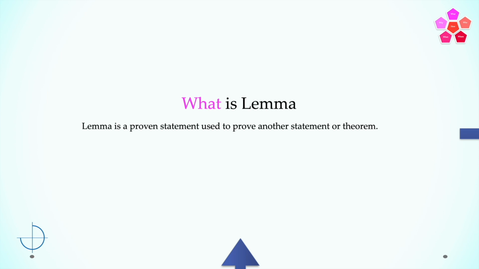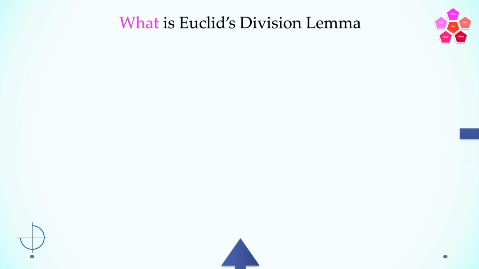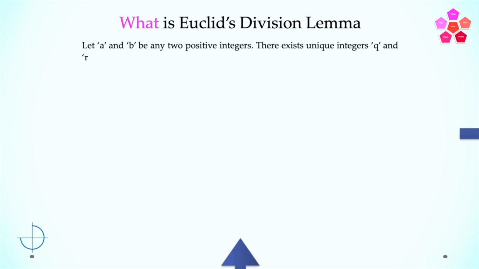So going back to the property that we are trying to learn, what is Euclid's division lemma? Let's say a and b are two positive integers. There exist unique integers q and r such that a is equal to b multiplied by q plus r, where r is greater than or equal to 0 and always less than b.